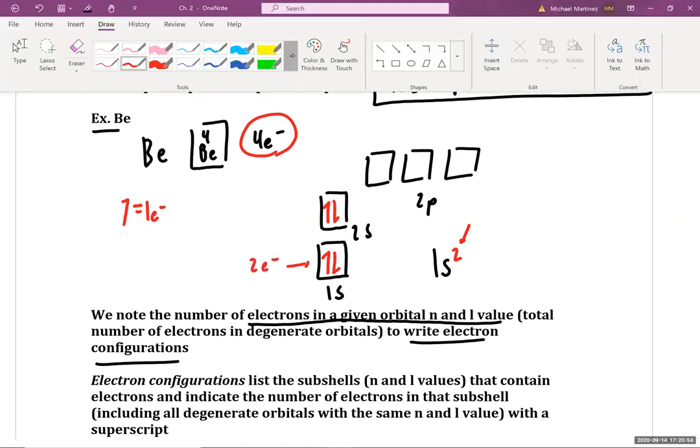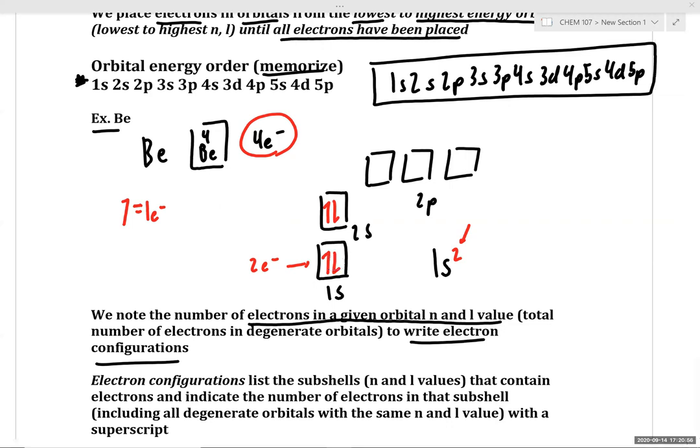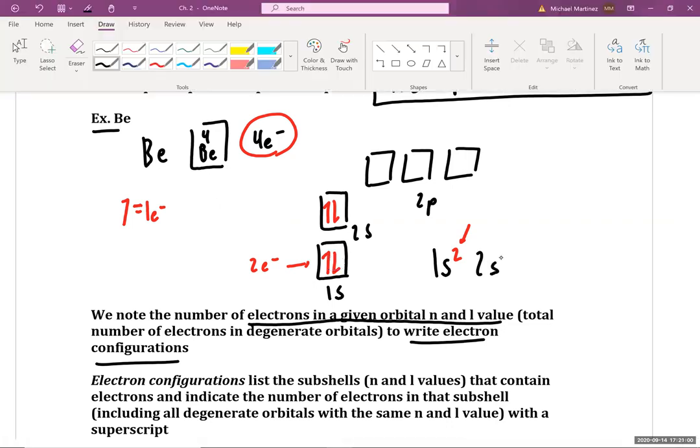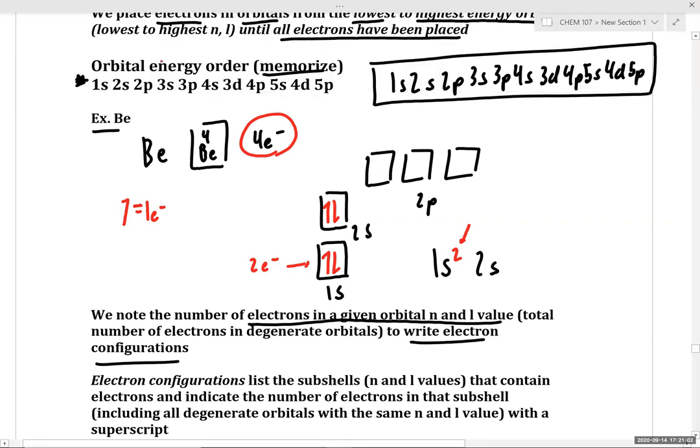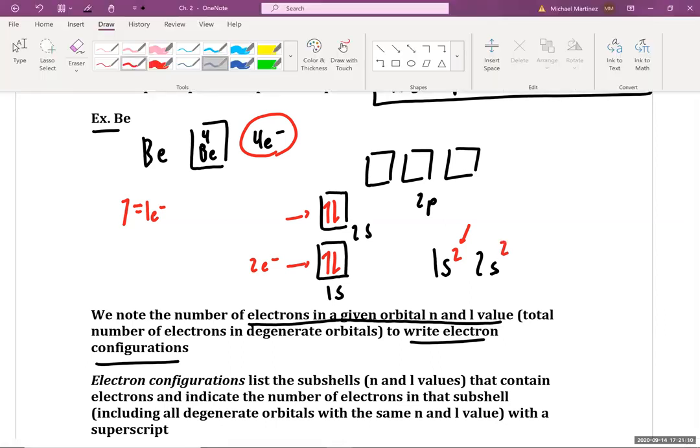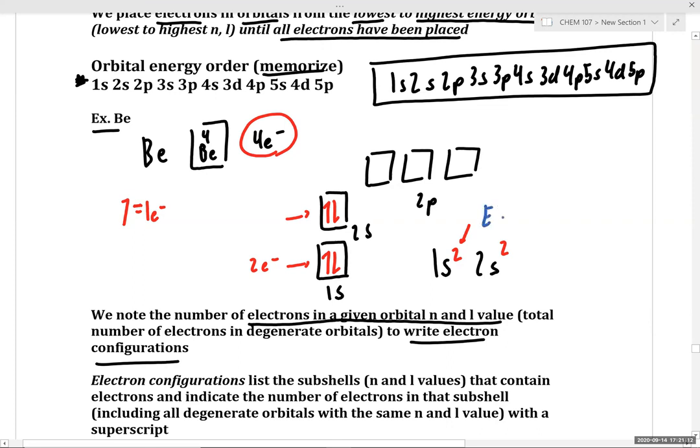Likewise, in our 2s orbital, how many electrons do we have? 2. So we put a 2. So this would be a complete electron configuration.